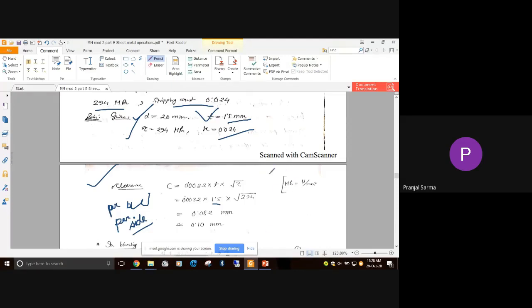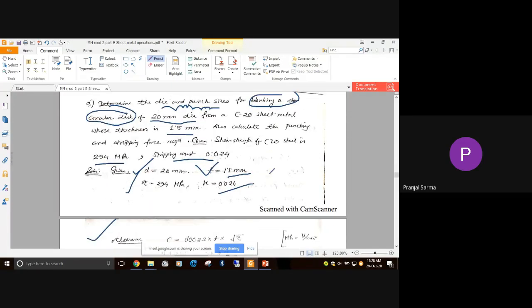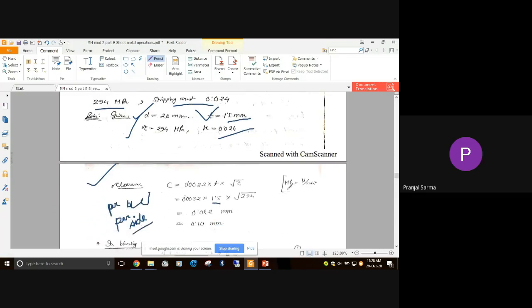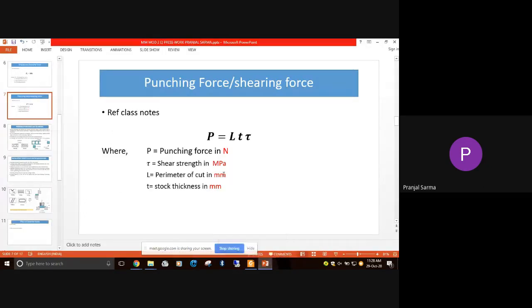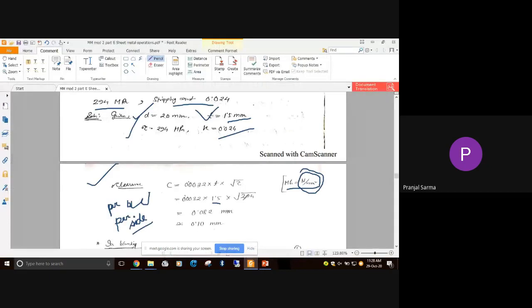Already we know that megapascal is nothing but Newton per mm square, and we require tau in megapascal or Newton per mm square, which is the same thing. If sometimes it is not given in megapascal, then you have to convert it to megapascal so as to use this particular formula. You have to be careful with the units.